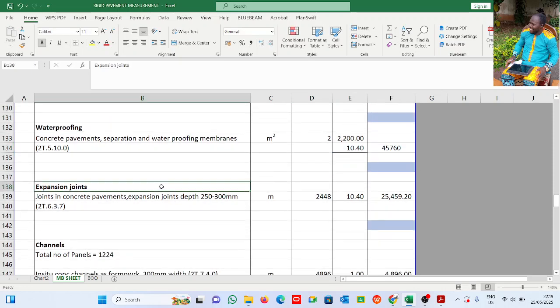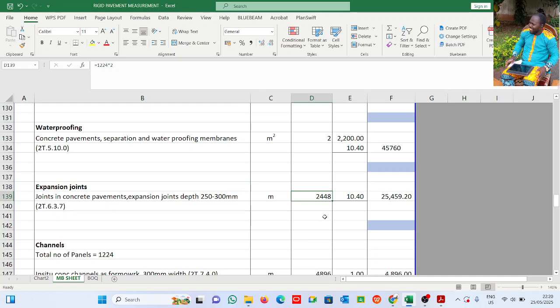Now we have expansion joints also in 2T.6.3.7. Of course, remember we said the roads are in panels, and when you have roads in panels, between two you have a narrow spacing. Remember we said we use dual bars to connect, so you have to fill with expansion joint filler or whatever is specified in that particular project. So joints in concrete pavement, expansion joint, this is because the depth of the road is 300 mm, so 250 to 300 mm. You measure it in linear meters, right?